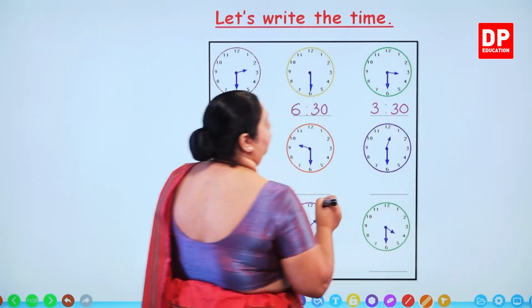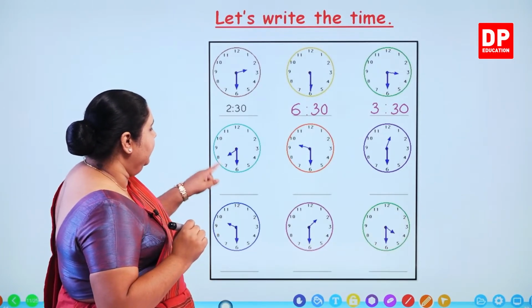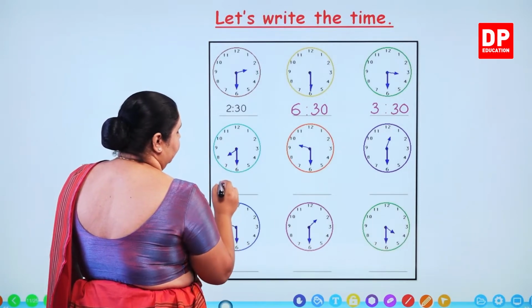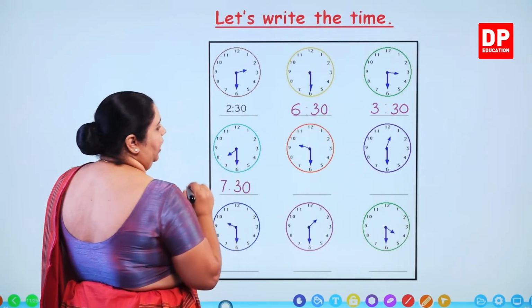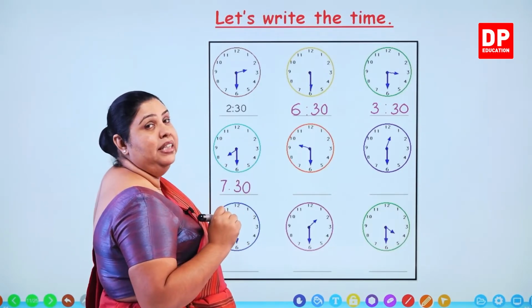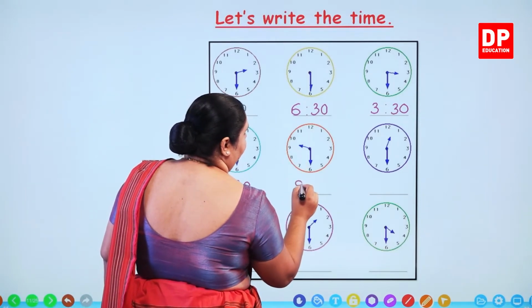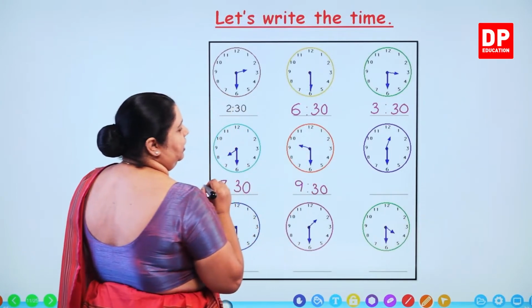3:30 is the time. Okay, next one, what is the time here? 7:30. The short hand has passed number 7, so the time is 7:30. The long hand is always in number 6, so that is 30 minutes gone. Here it's 9:30. Can you see? 9 and 30 minutes gone.